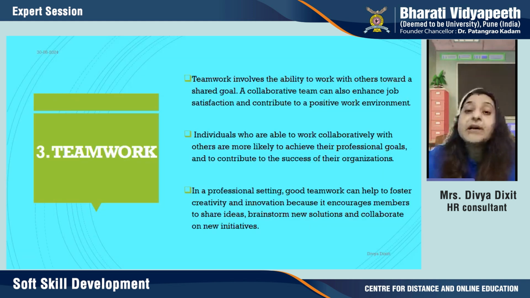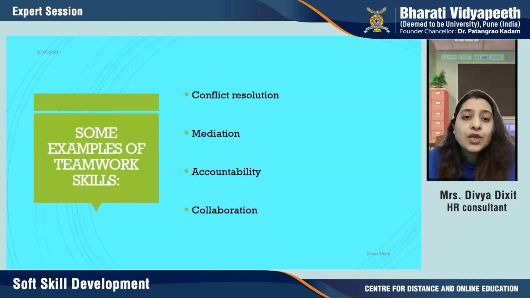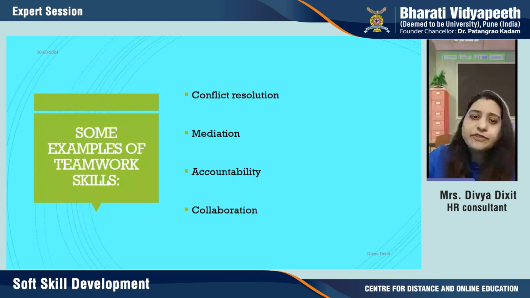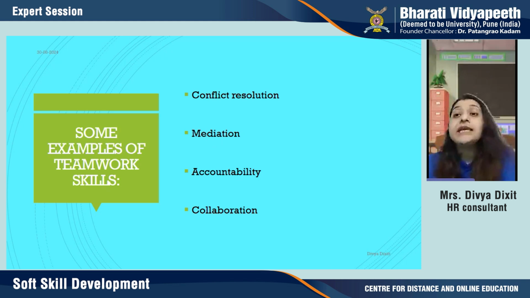So in a team, my strengths and my weaknesses can both be managed. Both can be balanced out. Some examples of teamwork skills are conflict resolution, mediation, accountability, and collaboration. These are all examples of teamwork. If we work in a team, then the chances of having conflict will always go down.